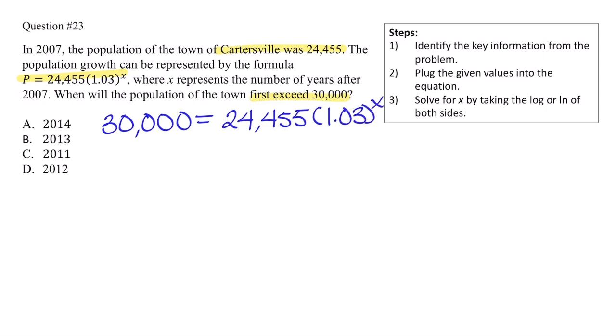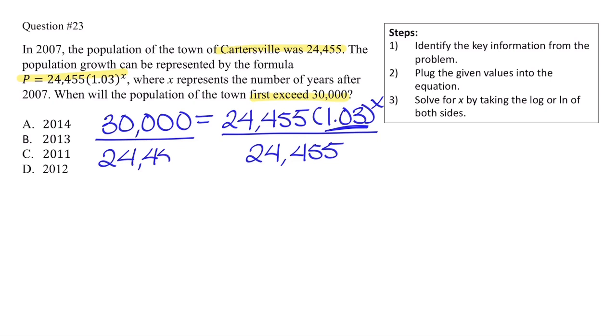So now notice this is an exponential equation that we need to solve. So we're going to work on isolating the exponential term. So to isolate it, we need to divide both sides by 24,455. So I'm going to go ahead and do that. And so that gives me 30,000 divided by 24,455. And so that's like 1.22674. And that equals 1.03 to the x.